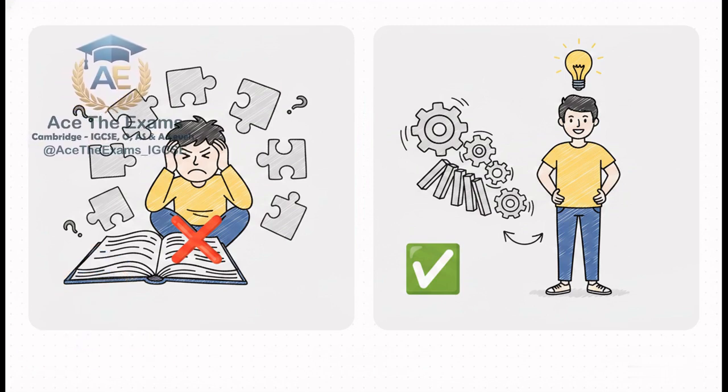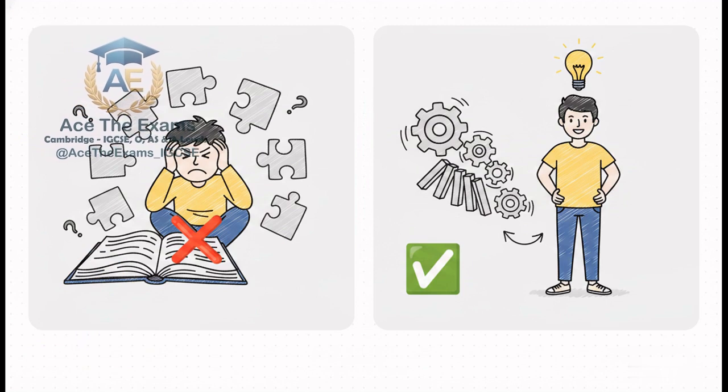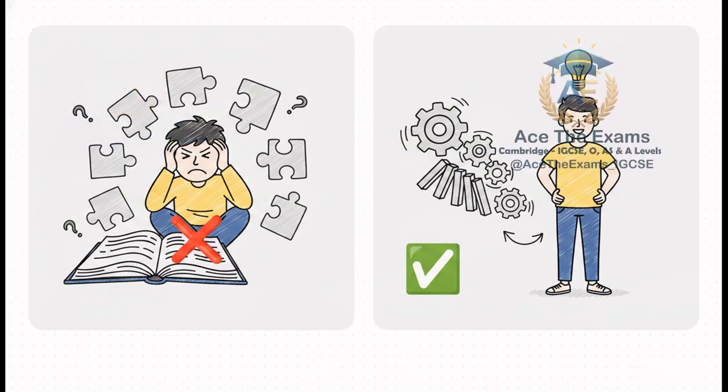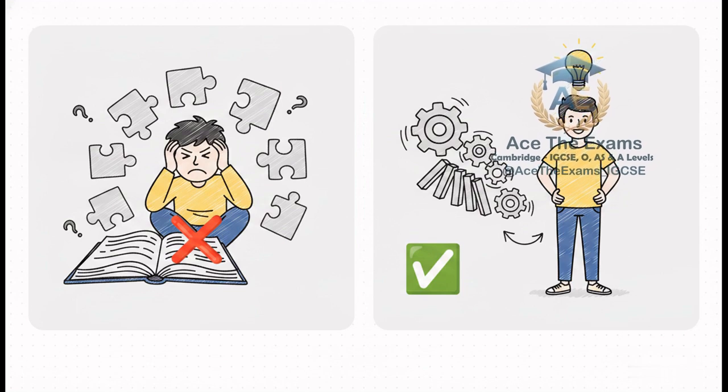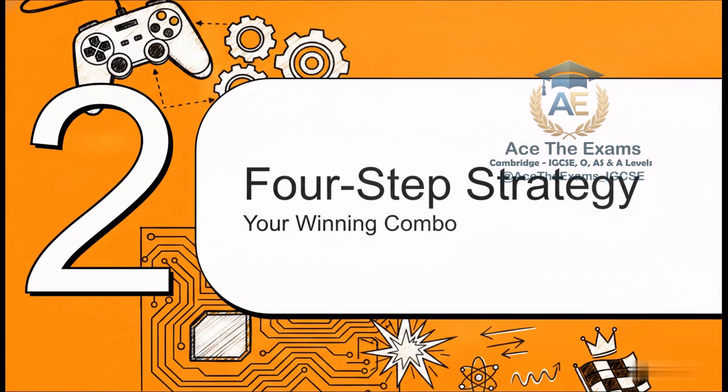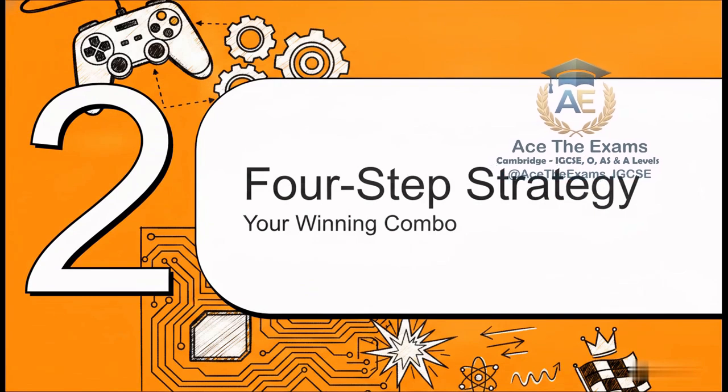Now compare that to a top-tier, high-scoring answer where the student actually reasons their way through the physical cause and effect. They aren't just reciting words like a robot. They're explaining reality. They're hitting those assessment objectives perfectly. Moving on to Section 2, the 4-step strategy.